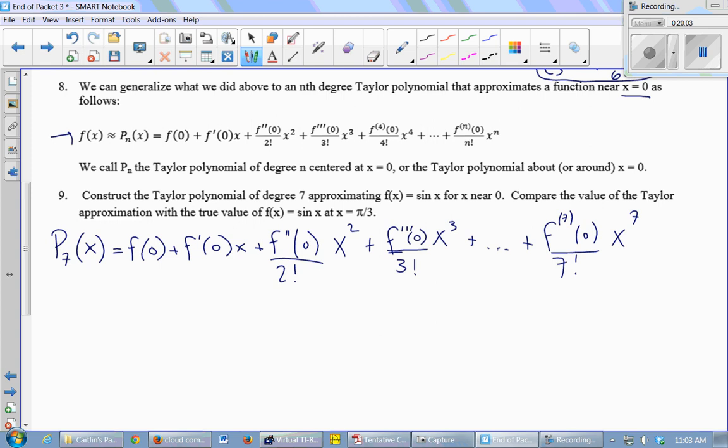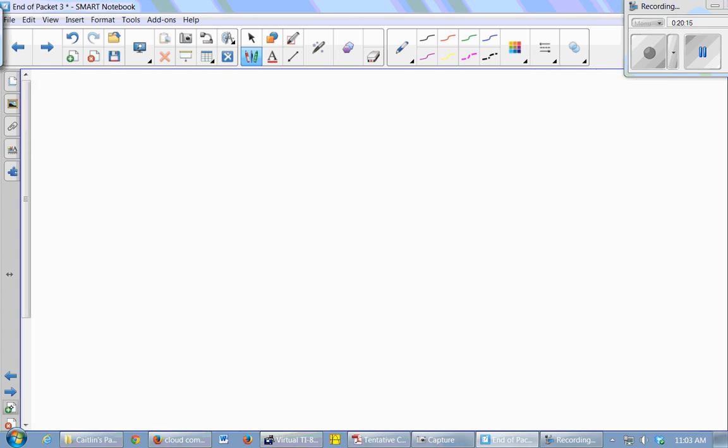So in order to finish the problem, I have to know what f of 0, f prime of 0, f double prime of 0, etc., up to the 7th derivative of f is. And f of x is sine x. So I'll just do that on another page. I need to know the first derivative through the 7th.